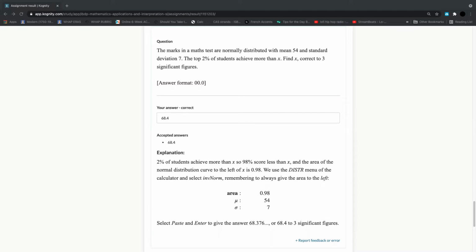Okay, so for this one, first, let's go to inverse norm, because that's what we're working with. And we know that because they're asking us the top 2% of students achieve more than X. So we're trying to find that value more than X. So if you were to draw this out, it would be like a shaded region on your bell curve. So when you go to inverse norm, which is the third option on distribution, it asks for the area. So since the top 2% of the students, let me see if I could.